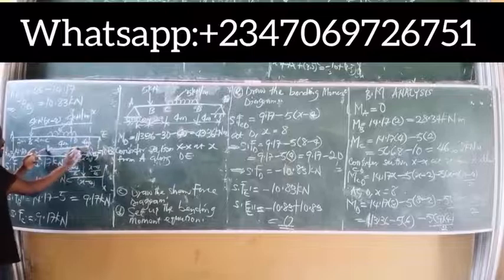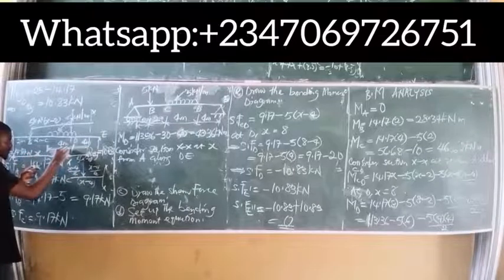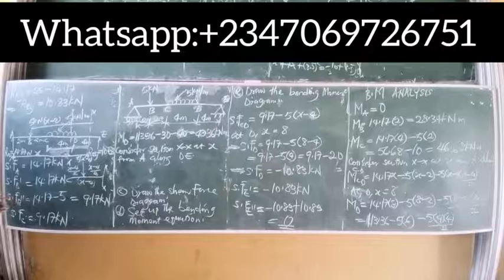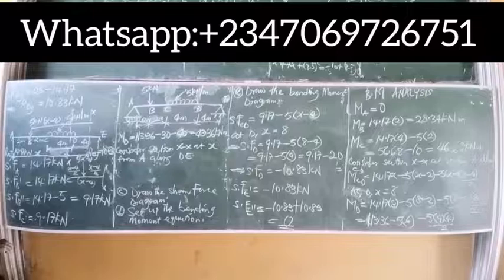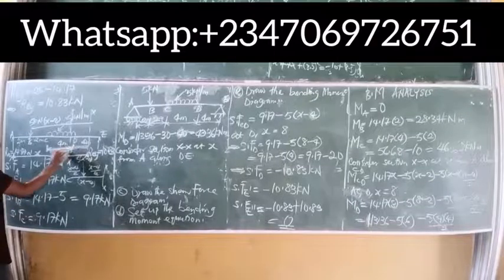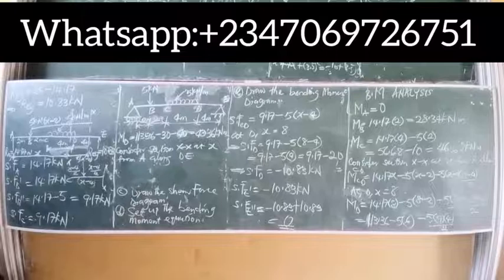Now what's the length of the UDL first? It's X minus 8. Yes, because... yes, correct. X minus 8, yes, correct.